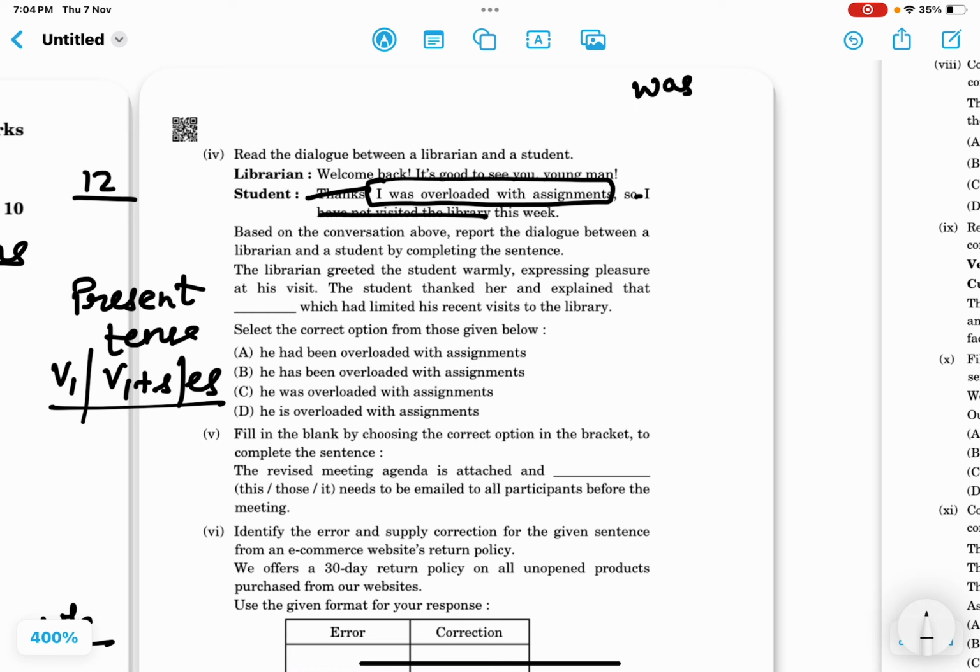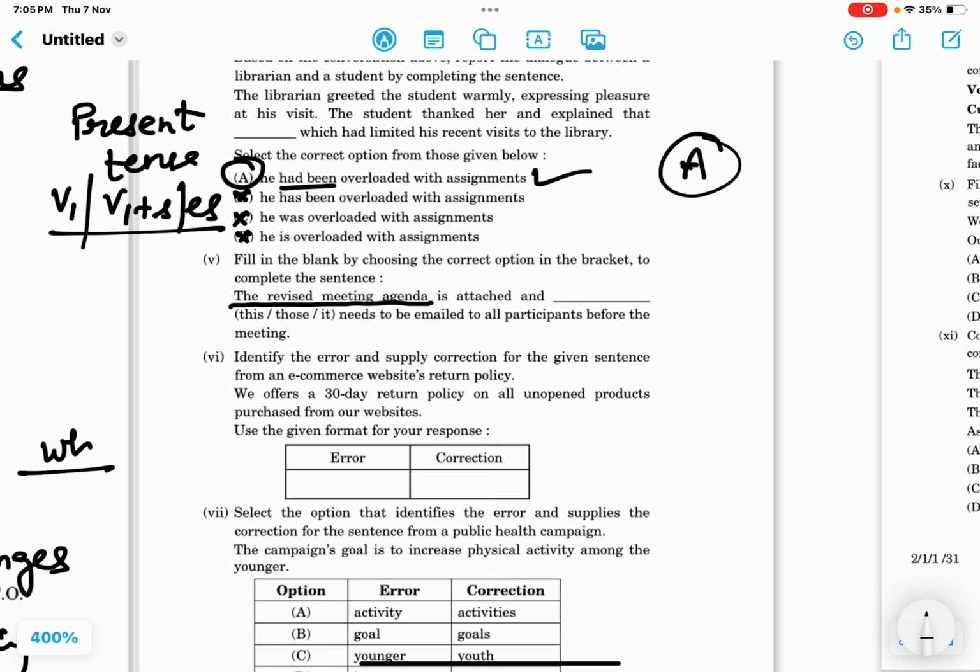Next is question number 5, the revised meeting agenda. See, this is the singular subject. The revised meeting agenda is attached and dash needs to be emailed to all participants before the meeting. And this, those or it. So this or those, these won't be used here. So the answer would be it. And this question is of determiners.